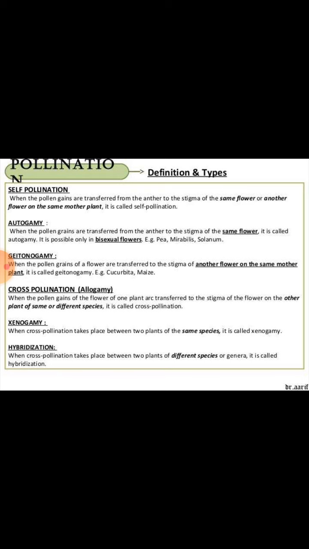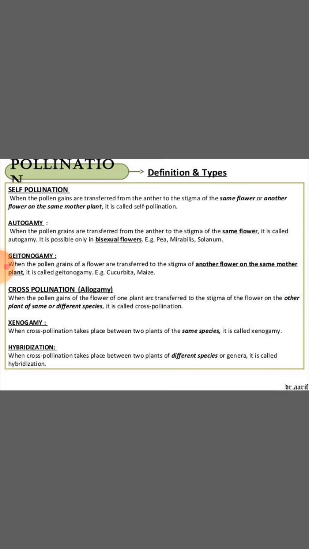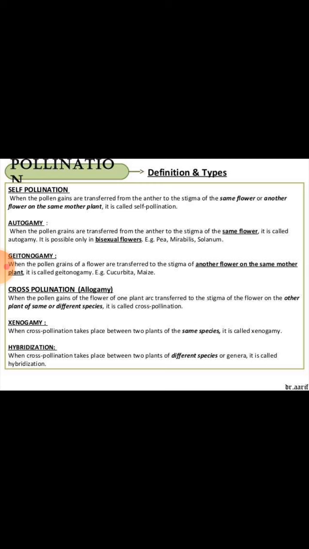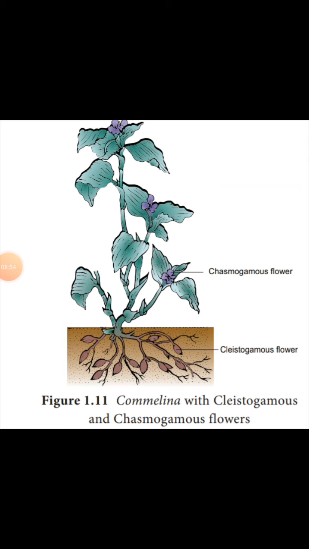And another one added is cleistogamy. Cleistogamy is derived from closed gamos, marriage. The flower never opens to expose its reproductive organs. Such pollination carried out within the closed flower only is called cleistogamy. For example, Commelina, which is given in your book. Another example of self-pollination is given in your book for 12th standard children.